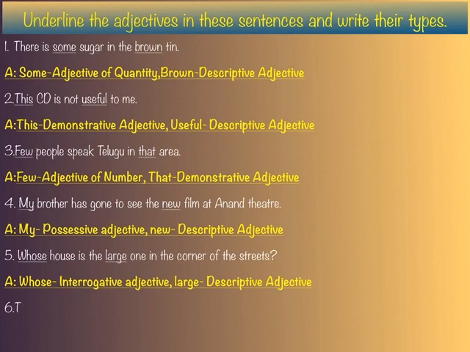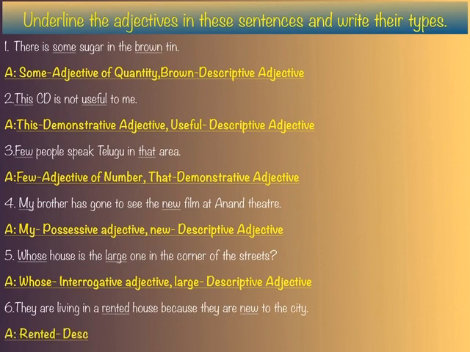Let's see the last one. They are living in a rented house because they are new to the city. So here we have two adjectives. The first one is rented, which is a descriptive adjective because it is describing the noun house. And the second one is new, that is also a descriptive adjective because they are describing the pronoun they.